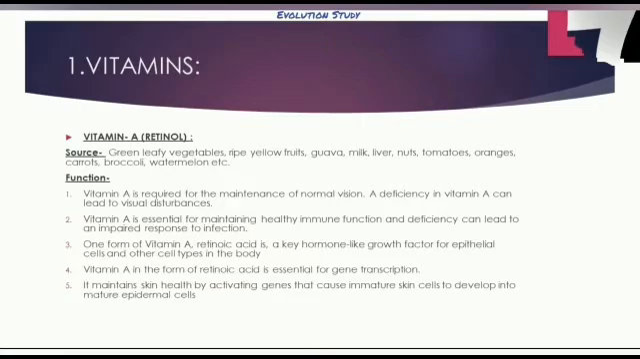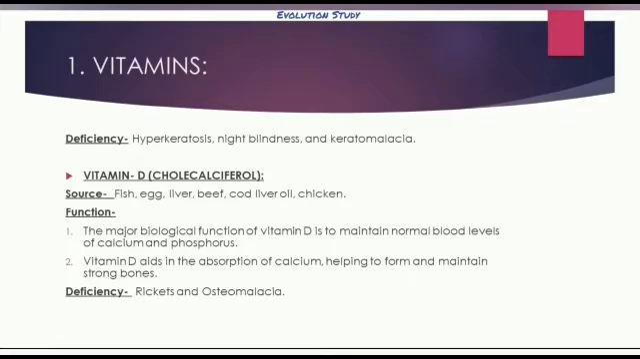One form of vitamin A, retinoic acid, is a key hormone-like growth factor for the epithelial cells and the other cell types in the body. Vitamin A in the form of retinoic acid is essential for gene transcription. It maintains skin health by activating the genes that can cause immature skin cells to develop into mature epidermal cells. Deficiency: hyperkeratosis, night blindness and keratomalacia.